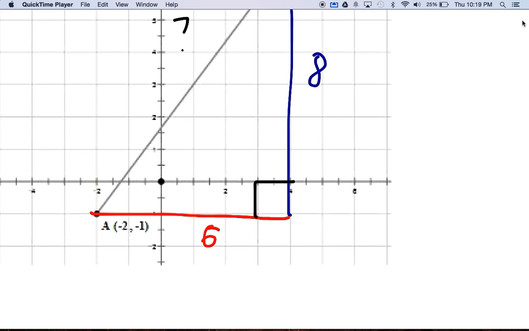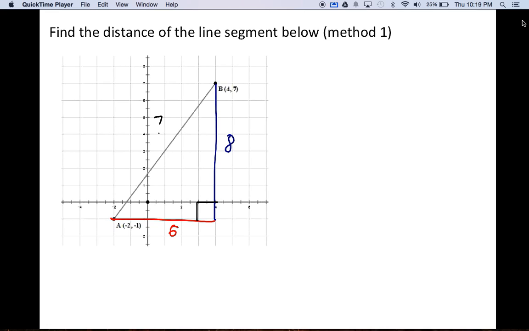And now we have the numbers to solve our problem. We can say c squared equals a squared, that's the 6 squared, plus 8 squared. And if we solve that equation, we get the distance of the line.